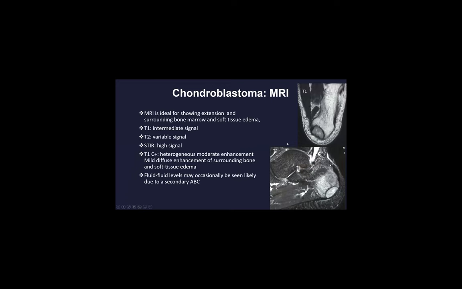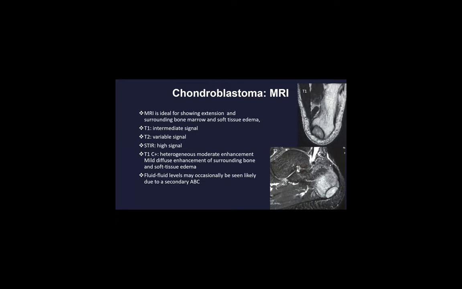Looking at the MRI, obviously MRI is ideal for showing the extension of the tumor. It's also great for showing the surrounding bone marrow and soft tissue edema, because when we look at an X-ray, we do see the lytic lesion, but we cannot really comment any further. MRI allows us to look at the adjacent soft tissues as well as the bone marrow.